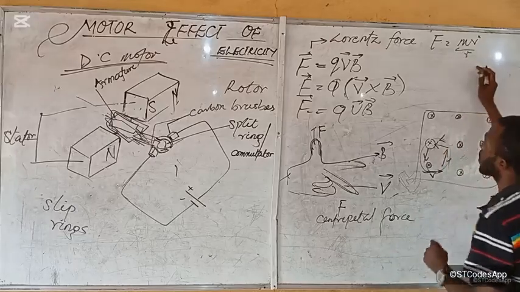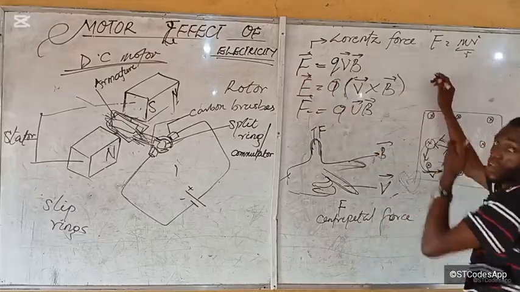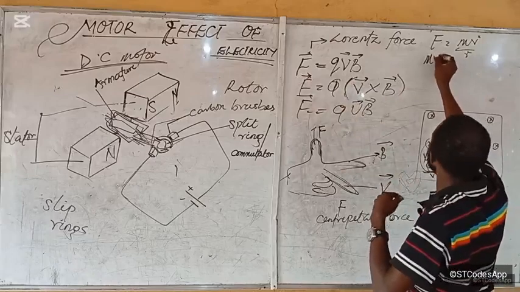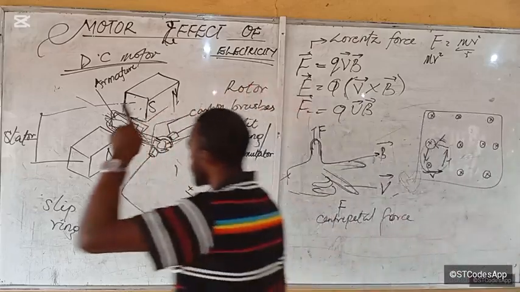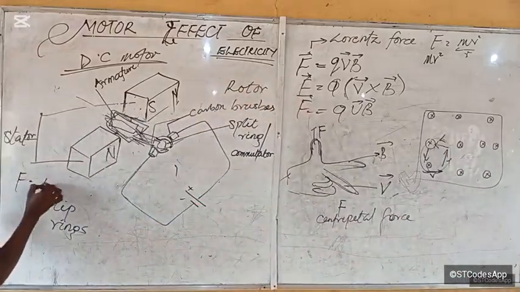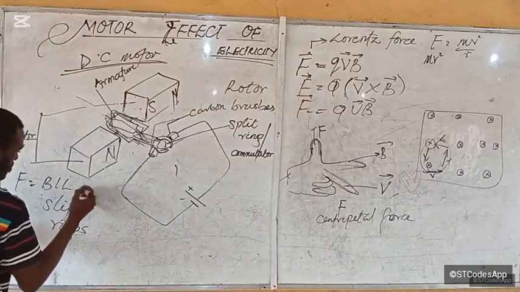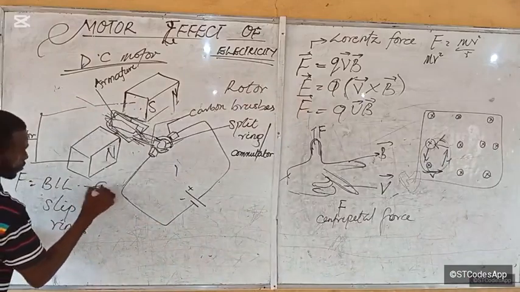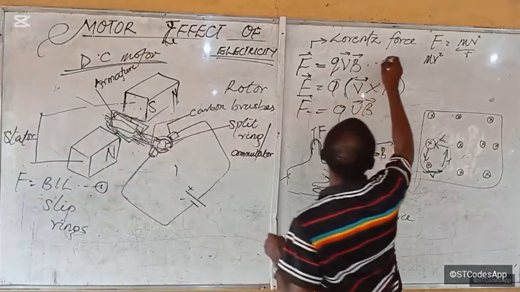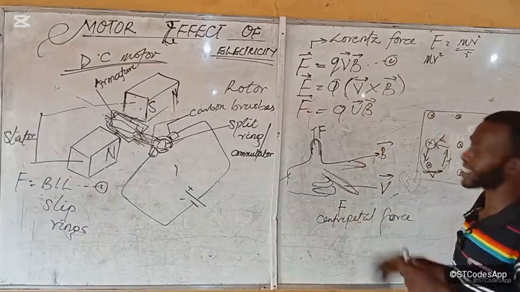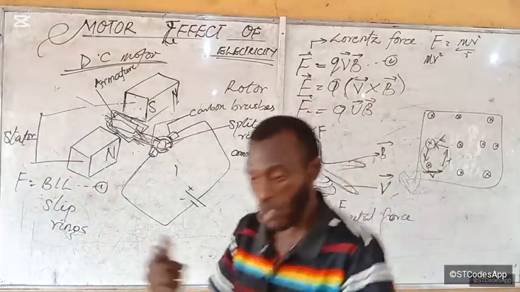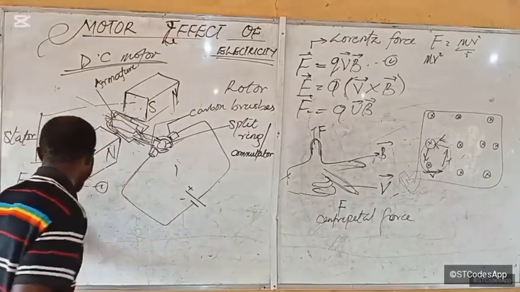So let's relate the Lorentz force and the centripetal force. Our first equation was F equal to BIL sine theta. However you put it, this will be equation 1. Let this become equation 2. And of course, I'm going to show you how this is generated, or let me just quickly show you so that the video will be complete. Is that okay? Now it is generated like this.